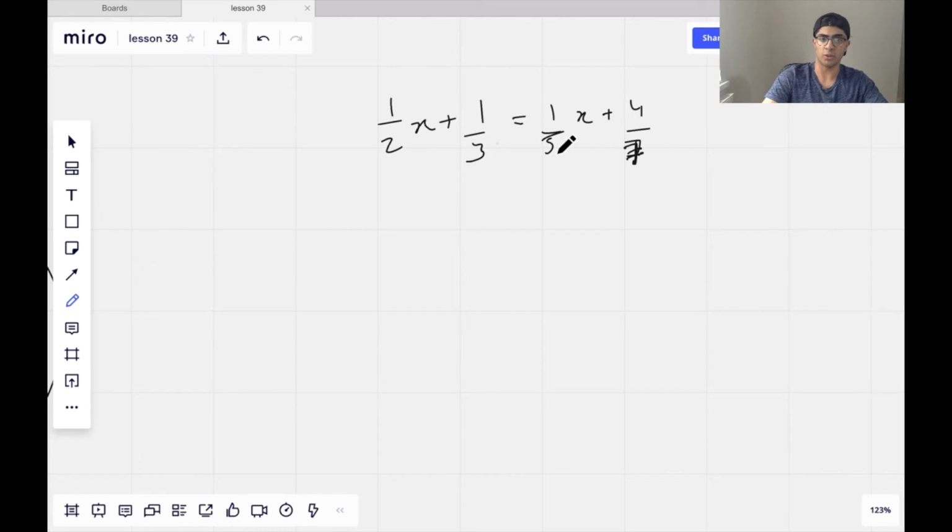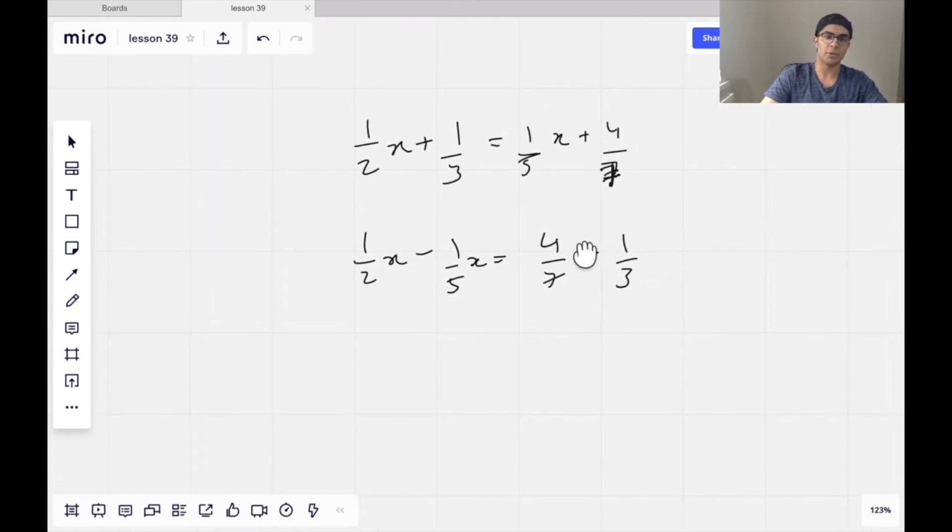So what you're going to do is take away minus a fifth x from both sides to get rid of the fifth x on this side, and take away a third from both sides to get rid of this third here. That way on the left you only have x's, and on the right you only have numbers. So a half x minus a fifth x is equal to 4 over 7 minus a third.